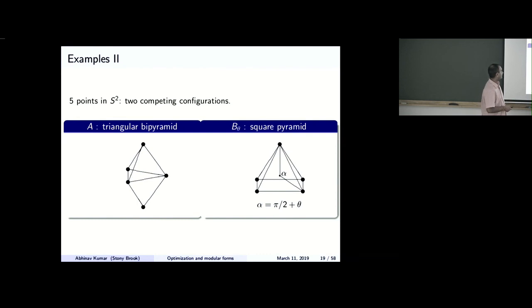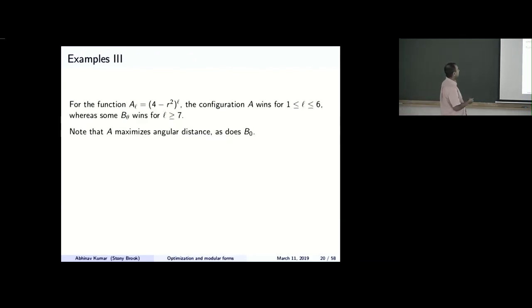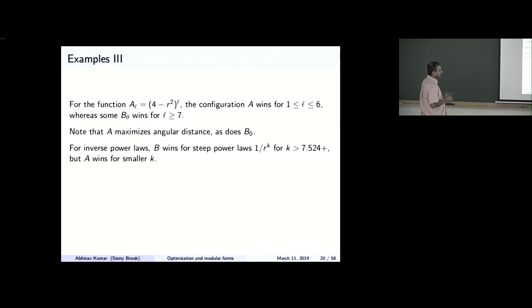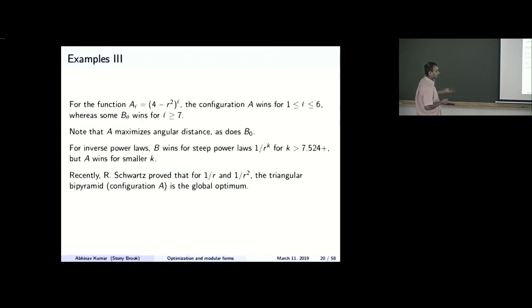And these compete. What happens is, as the potential function, if it's an inverse power law, goes to infinity, these tend to give you at least local minima, and this square moves up to the equator, and they both have the same minimal distance. So as spherical codes, they're basically equally as good, but for energy they compete. So here's what happens. For these functions, the first configuration, the triangle bipyramid, wins for small exponents, and the square pyramid wins for large exponents. And similarly for inverse power laws.